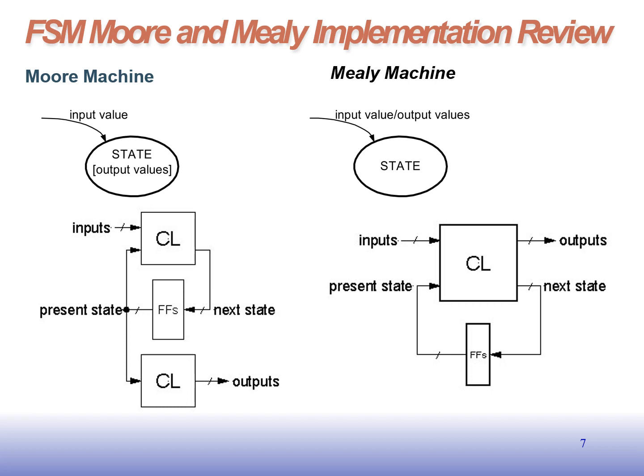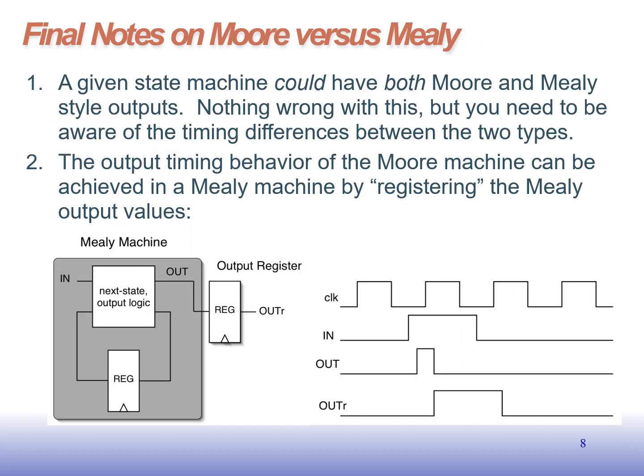So this is a review of FSM, Moore and Mealy implementation. In the Moore machine, the input values and states are present, and the output value is represented internally. In the Mealy machine, the input and output values are on the edges. Internally there may be present state and next state with combinational logic, and depending upon the states it delivers the output. This is how the state transition diagram can be represented as a Moore machine and a Mealy machine.